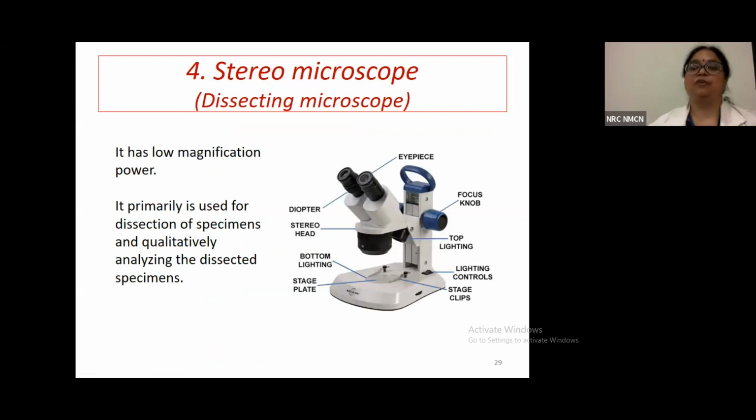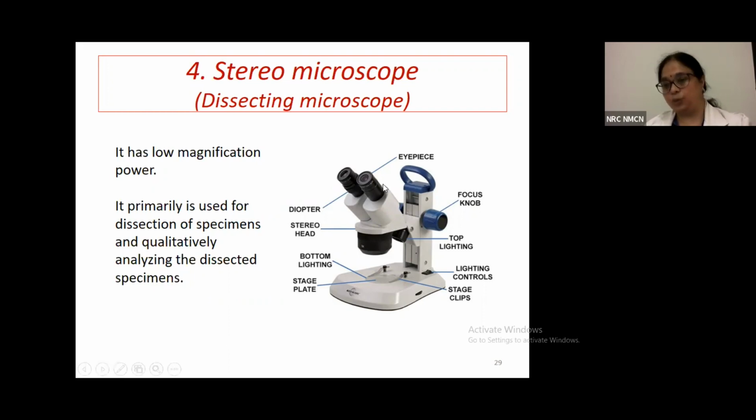Fourth special type of microscope is the stereo microscope, a slightly modified version of which we have studied in the operative microscope. Here we use the dissecting microscope. This has a low magnification power. Earlier, the bright field microscope, the dark field microscope, phase contrast microscope, polarizer microscope, they have a high magnification power. But the dissecting microscope has a very low magnification power.